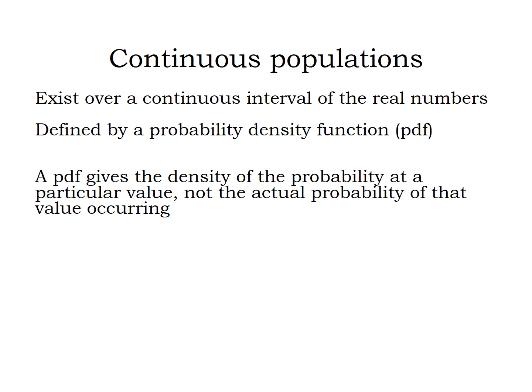Now, the PDF does not tell you the probability of a value occurring. In the continuous world, because there are infinitely many values infinitely close together, the probability of getting any one number is always 0. Instead, the PDF tells you how dense the probability is in that neighborhood of that value.